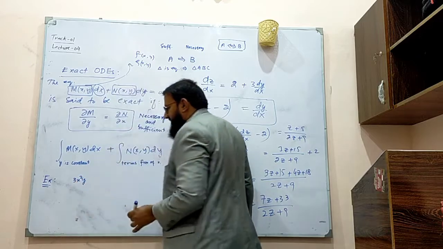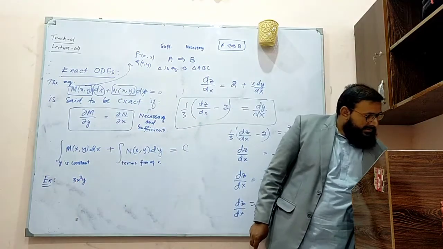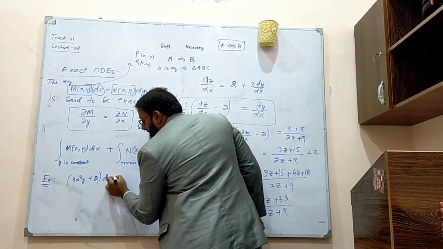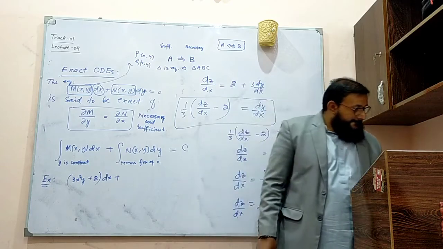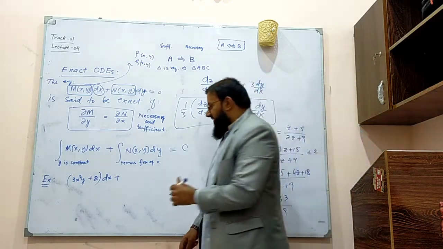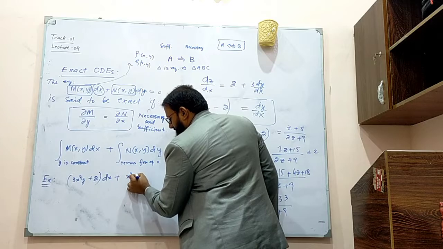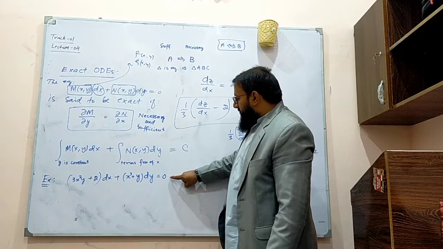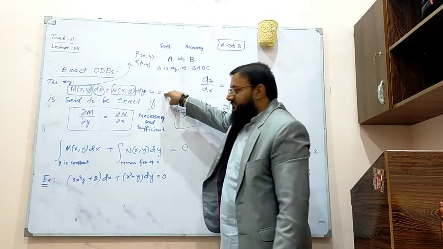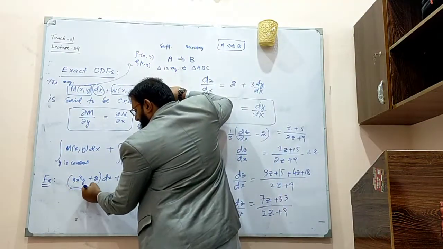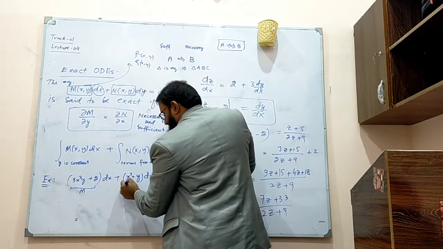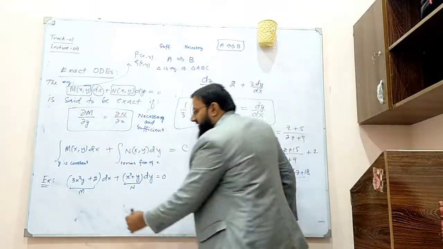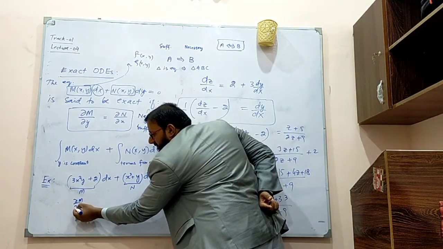(3x square y plus 2) dx plus (x cube plus y) dy. So this equation is of this form. You can name this coefficient to be M and this to be N. Now you find partial M by partial y.